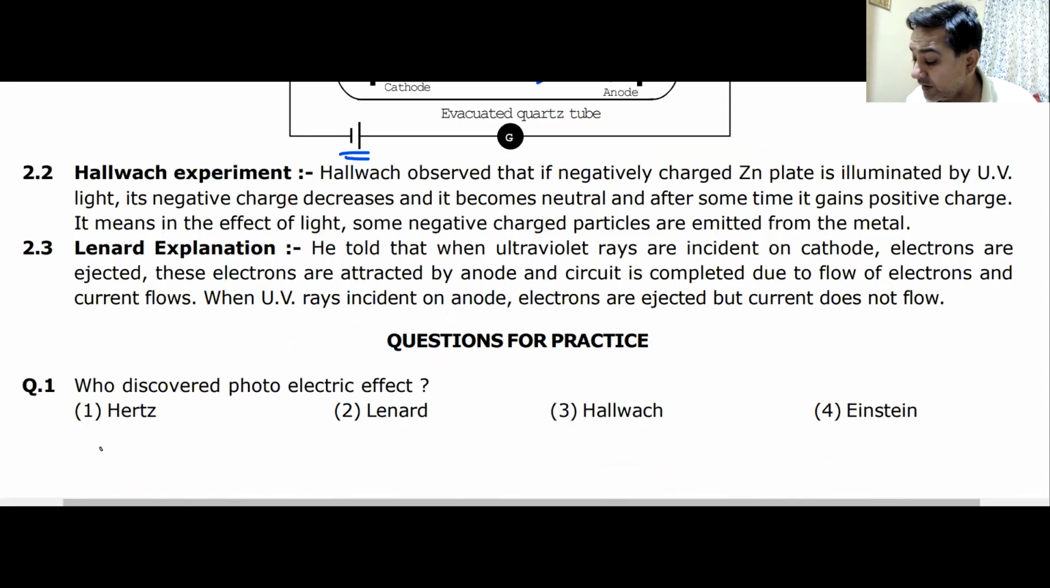A simple question over here. Who discovered photoelectric effect? Hertz. Don't write Einstein, because if this question comes, everyone will say Einstein, but the answer is not Einstein. You got this? Yes, sir.